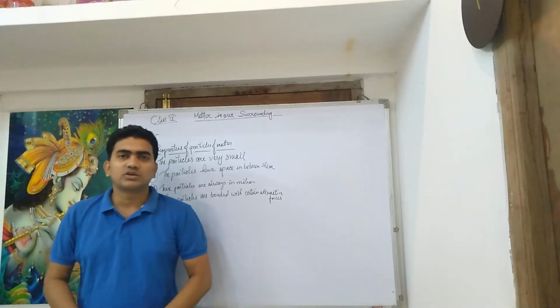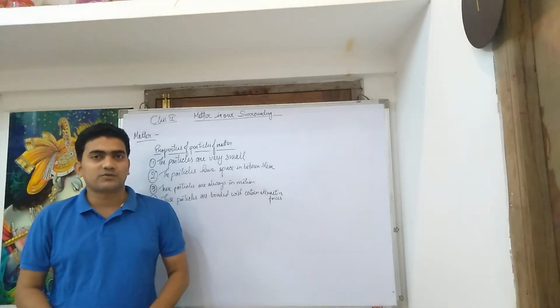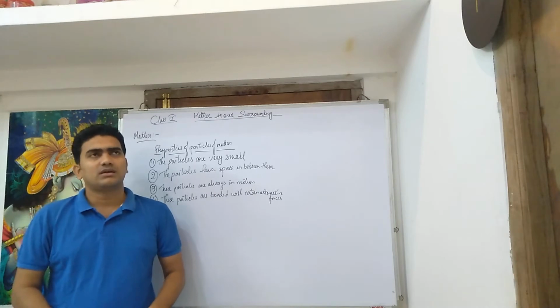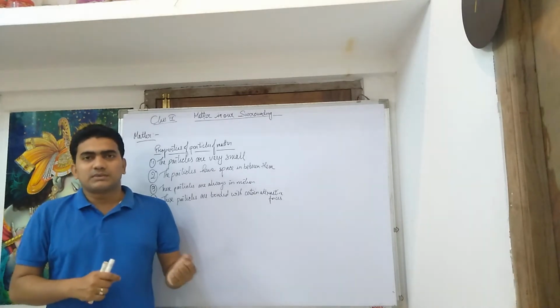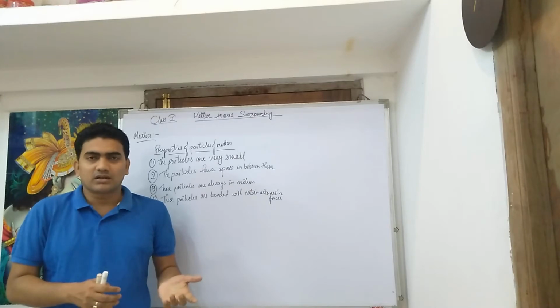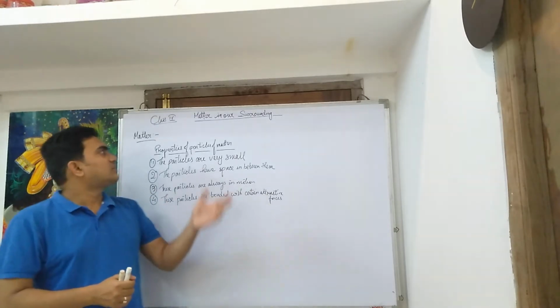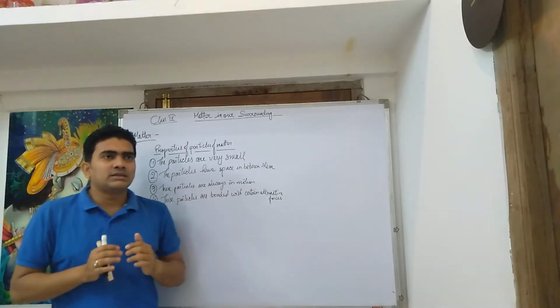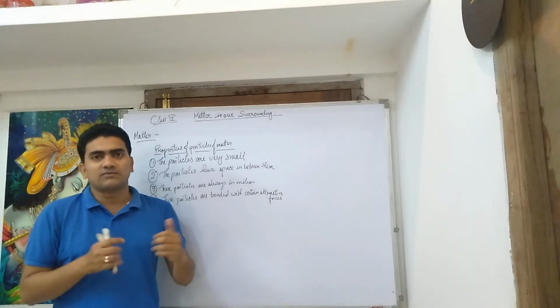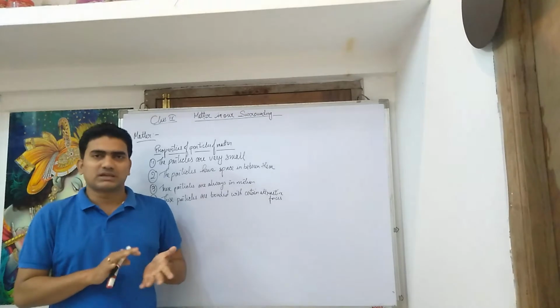Hello everyone. So today we will be discussing the first chapter of class 9, Matter in Our Surroundings. The chapter basically depicts matter, its types, and certain properties related to it. So the first thing: what is matter? Matter is anything that occupies a certain volume and has some sort of mass.